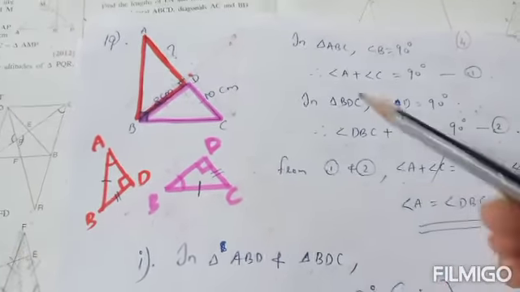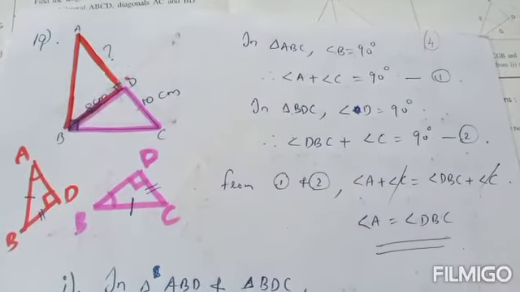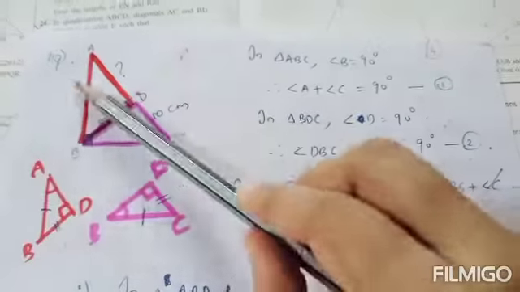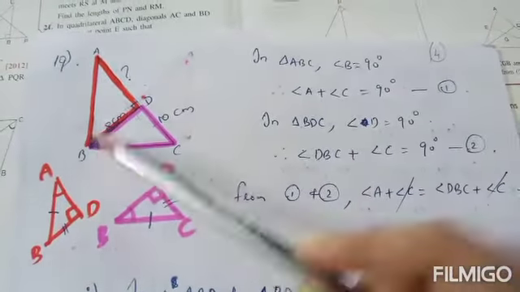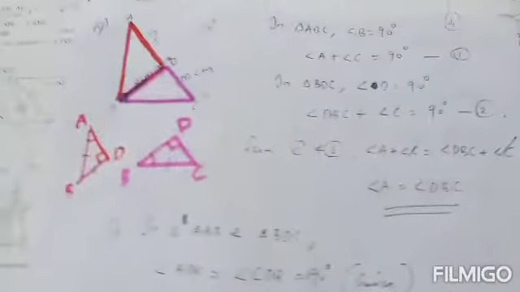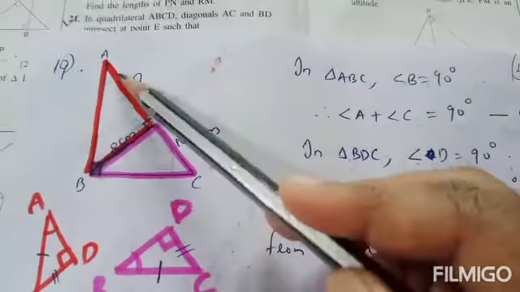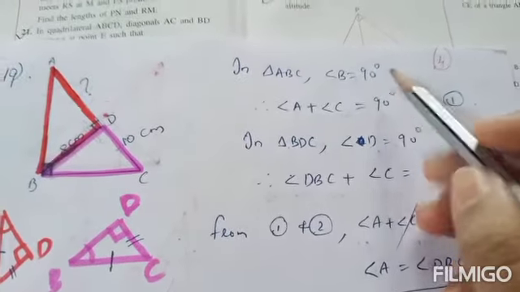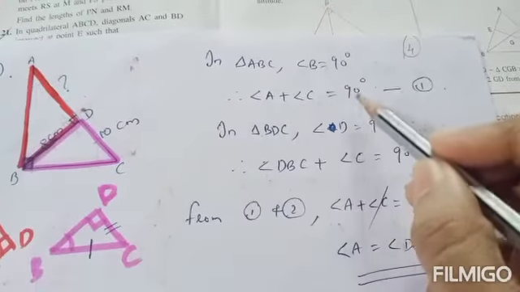Okay, so we have another way for proving two angles are equal. That is, in triangle ABC, in this triangle, angle B is 90 degree. Therefore, angle A plus angle C, remaining two angles sum we are taking. Okay, angle B is 90 degree. So, angle A plus angle C, what it will be? 90 degree. Okay, so first equation you got angle A plus angle C equal to 90 degree.